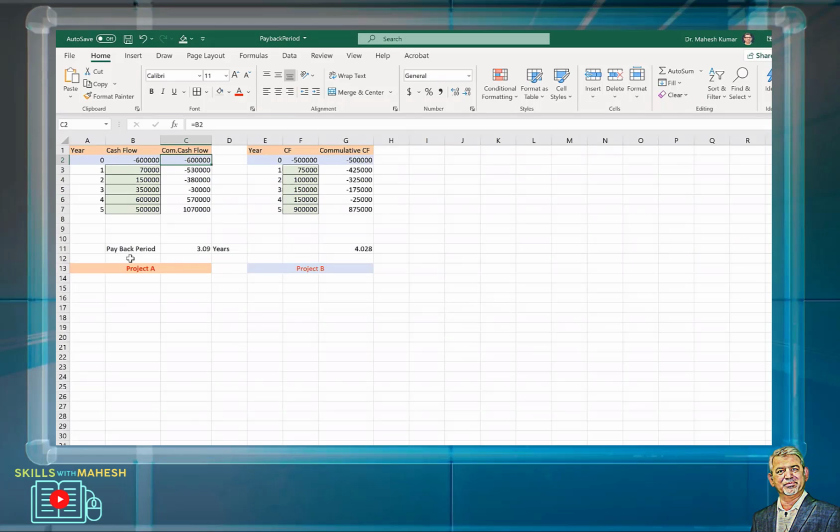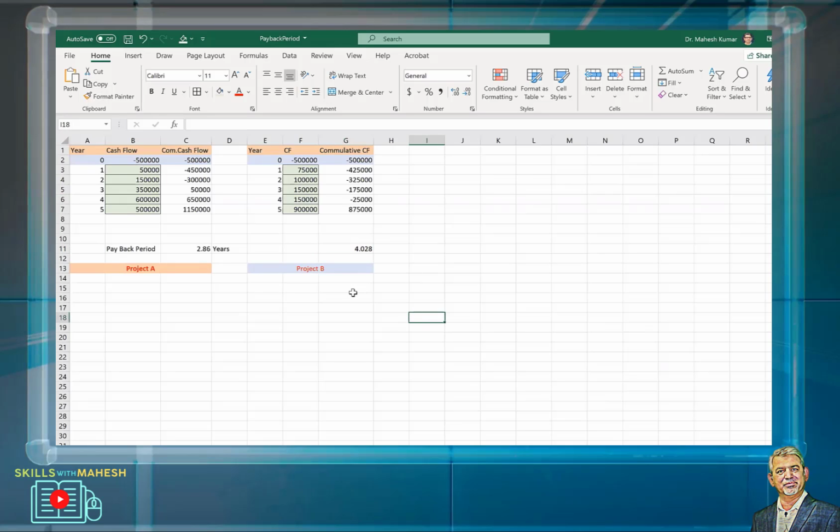Once you make these Excel sheets, you can enter the values of any project and then get the answer. But I still remember the numbers for our original question were 500,000 here and 50,000 here. So I will change back to the original one, and it will be 2.86 years. So this is the approach. The same formula and same concept was copied for project B, and I got this answer of 4.028 years, right?